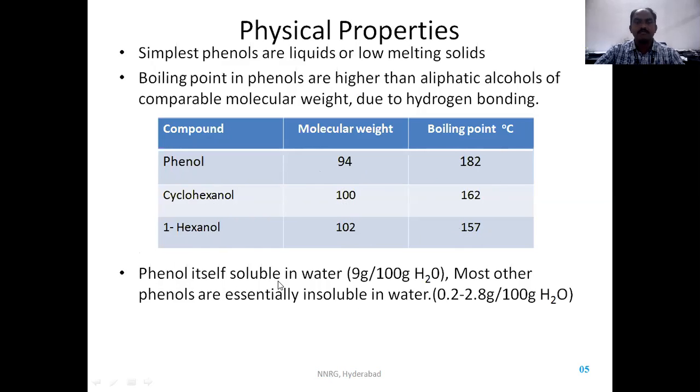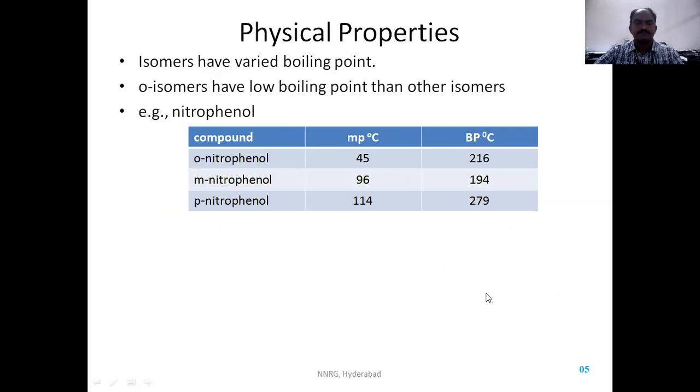Also, the solubility of phenol in water is high. Only the starting phenol has high solubility, whereas most of the other phenols are comparatively insoluble in water, because the substituents may affect the solubility of phenols. Isomers have varied boiling points. So we come to the isomers.